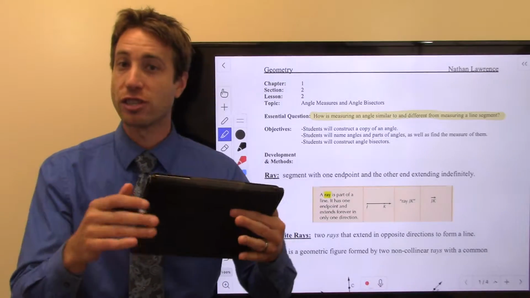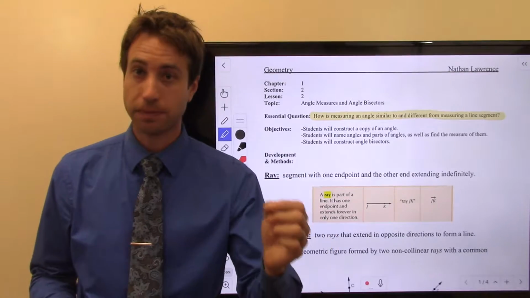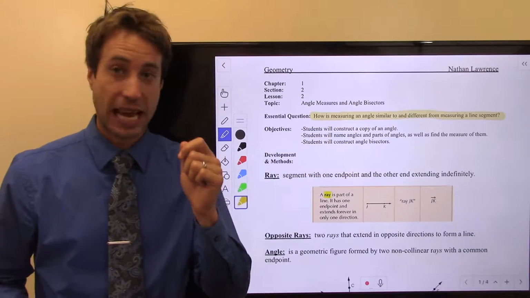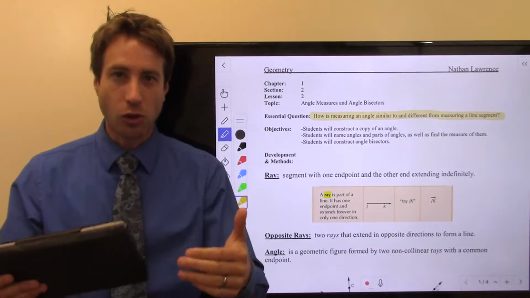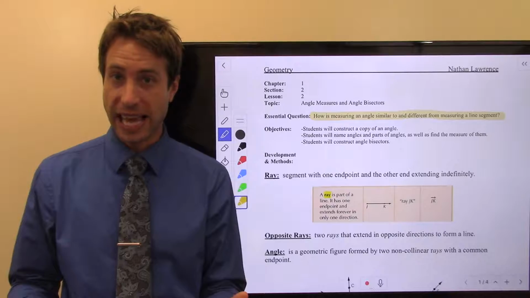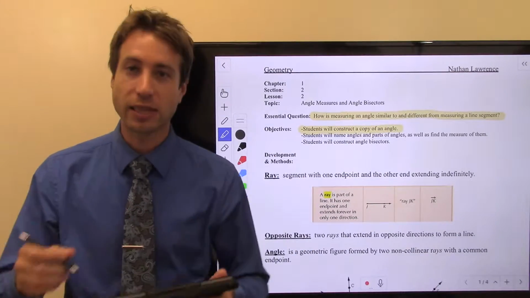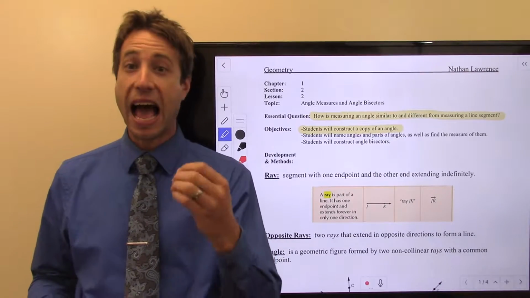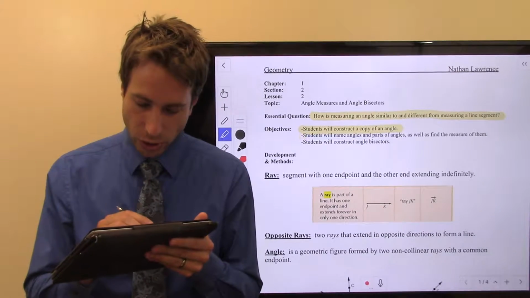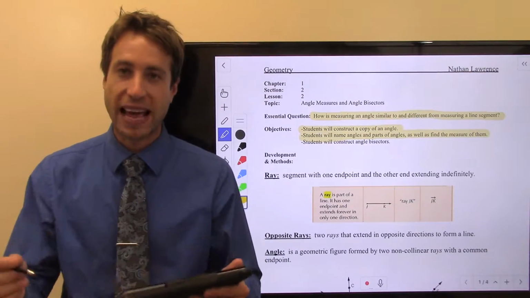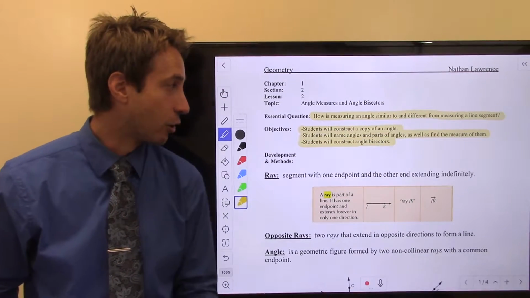Now, the essential question is what you should be able to answer by the time we get through this set of videos, through this set of notes. But to help you answer that essential question, we have a few learning targets or objectives, things along the way that we're going to have to learn together to help us answer that question. So we're going to start off by being able to construct a copy of an angle. This is a construction. How do you construct an angle? All right. Then from there, we're going to take a look at being able to name the parts of angles as well as finding its measure. And finally, we'll talk about angle bisectors.